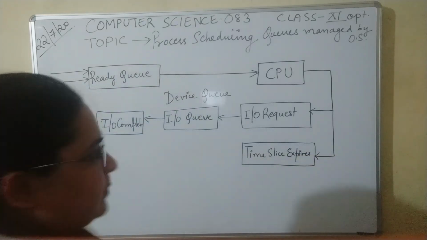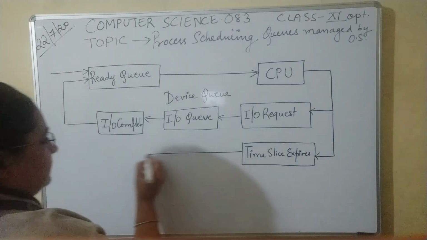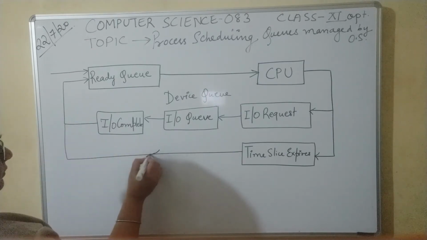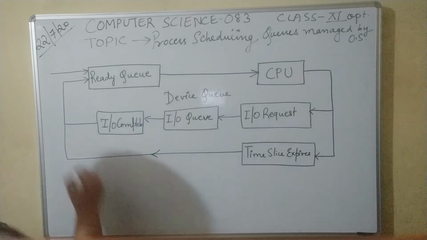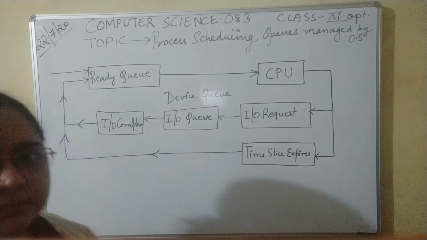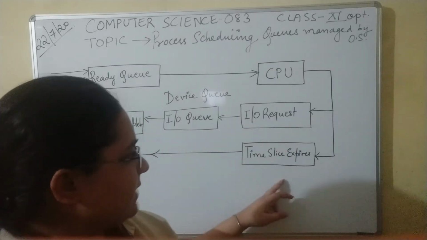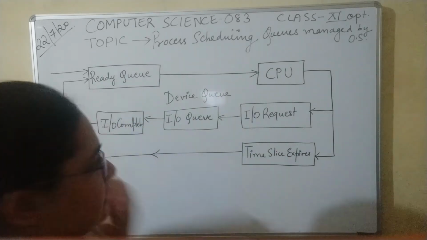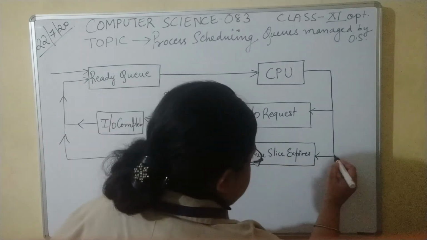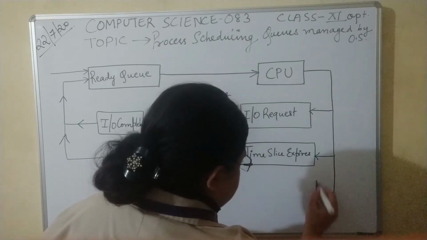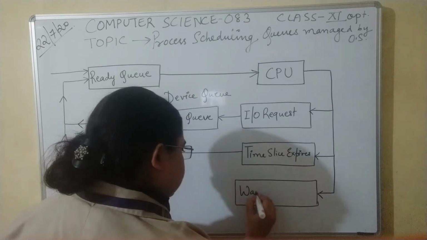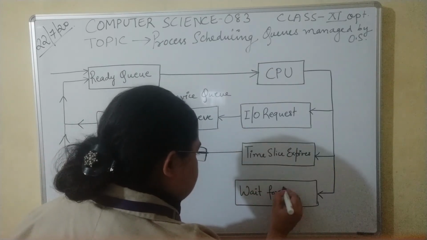The time slice expires and the process again goes back into the ready queue. So this is the direction of the processes. Again, its time slice expires, it goes into the ready queue again. The last statement would be wait for interrupt.